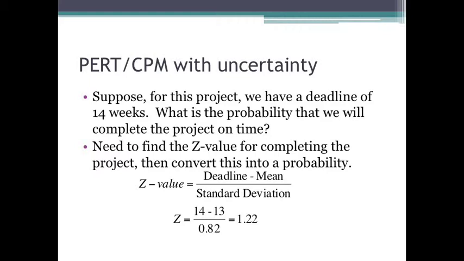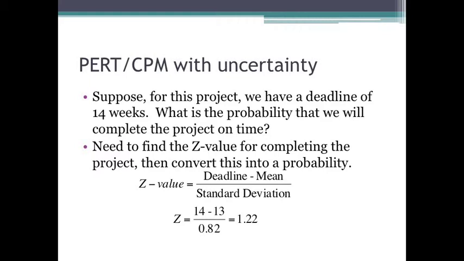So if I say that I have a z-value of 1.22, that means that I'm 1.22 standard deviations above the mean. If I have a z-value of negative 0.35, it means that I'm 0.35 standard deviations below the mean. So the z-value is a way of putting numbers with reference to where they are on the normal curve. So we find the z-value for this particular situation.